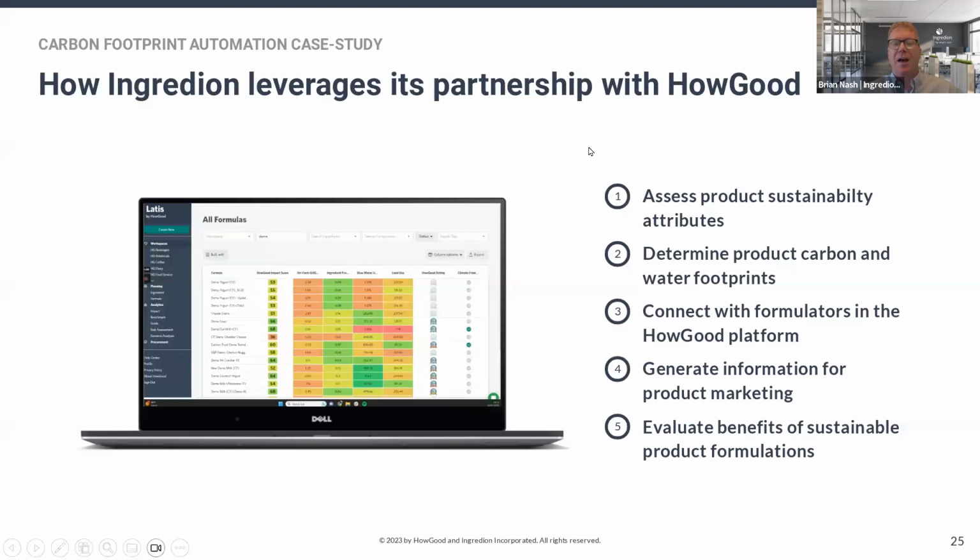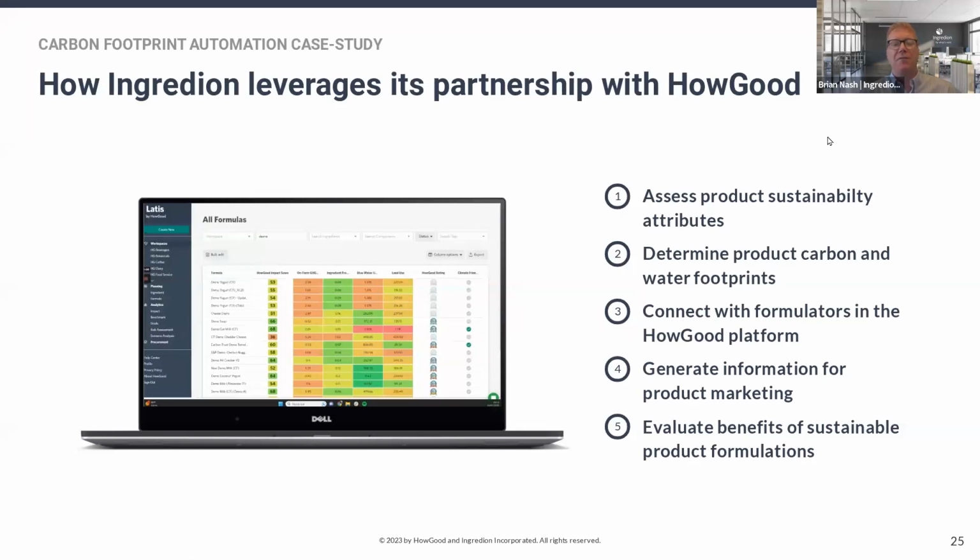Determining carbon and water footprints has been a huge bonus for us, because obviously it's a much quicker process. I think it took us less than 2 weeks to fill out the data spreadsheet and get everything put in the system, and so much more efficient in terms of time than doing LCAs. We use it to generate information for product marketing.